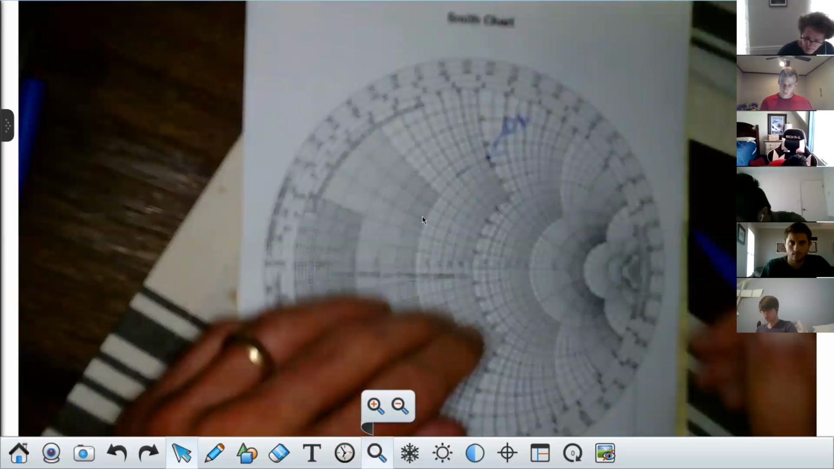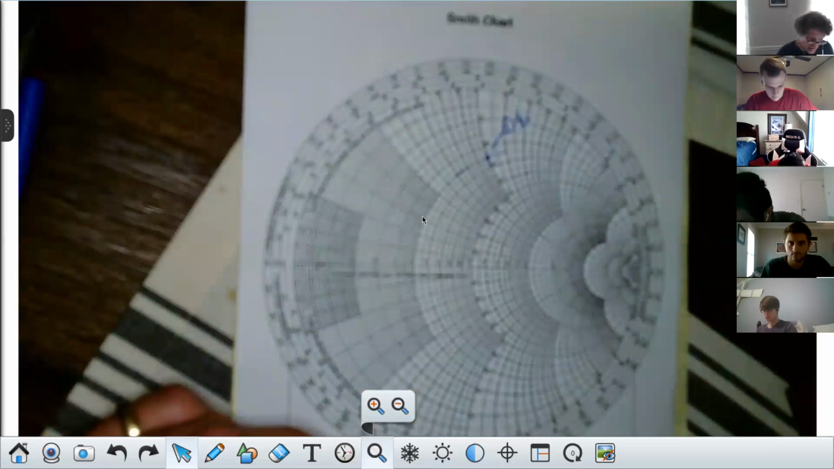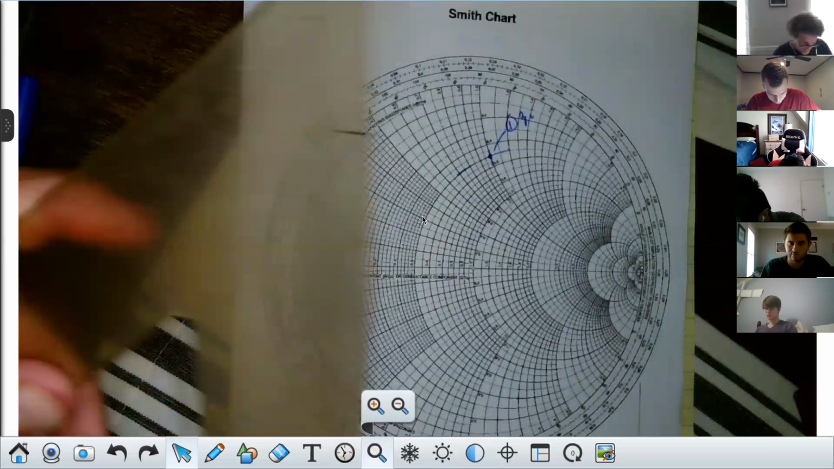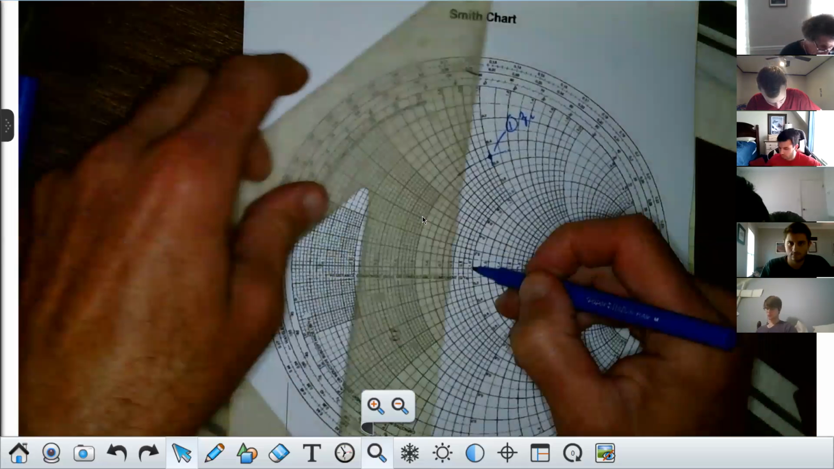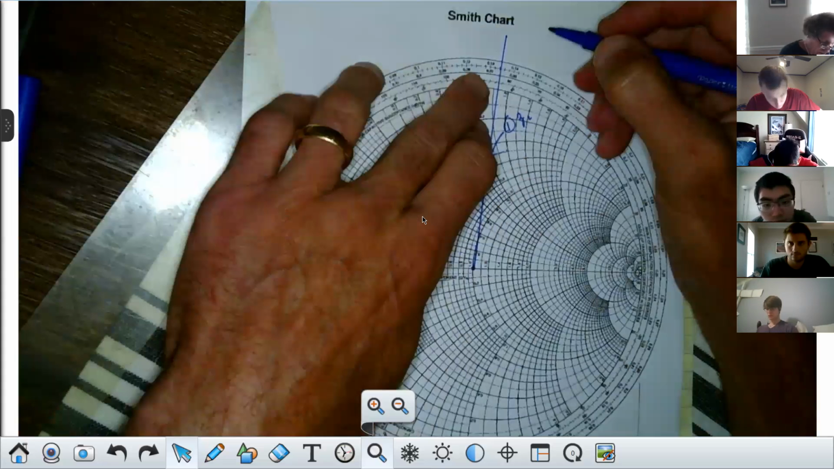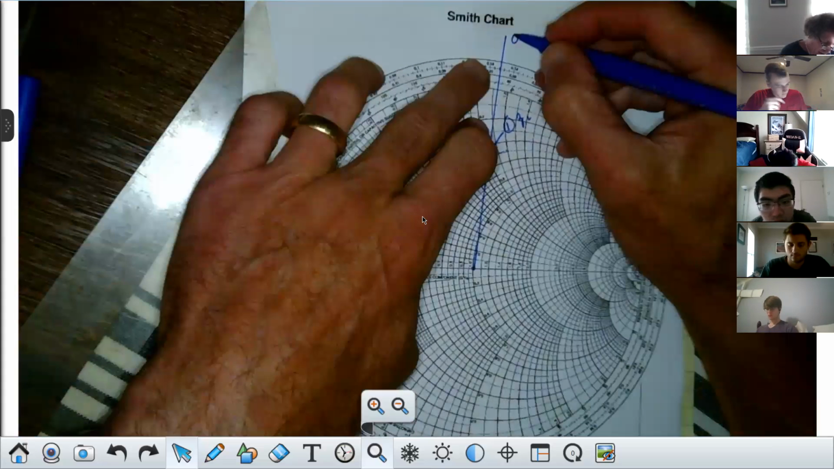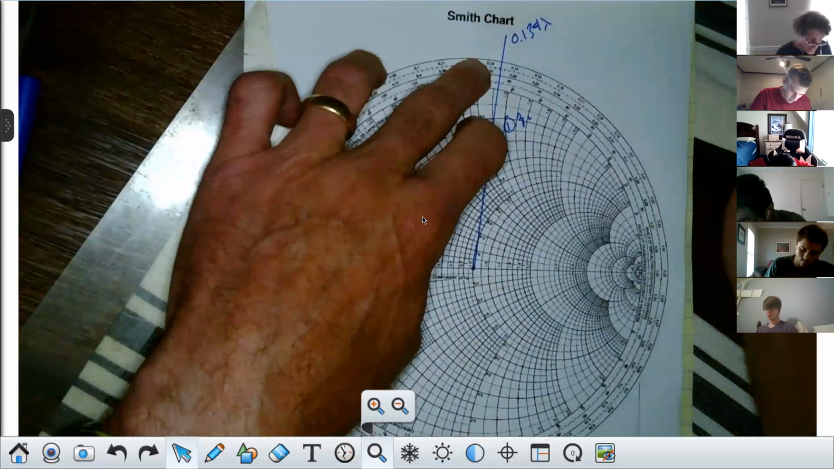Next thing, you can take your straight edge right now and go from the center of the circle through that point, draw a line out to the outer point, and you're going to get a mile marker of 0.134 lambda. This is from before. That's your mile marker where you start.